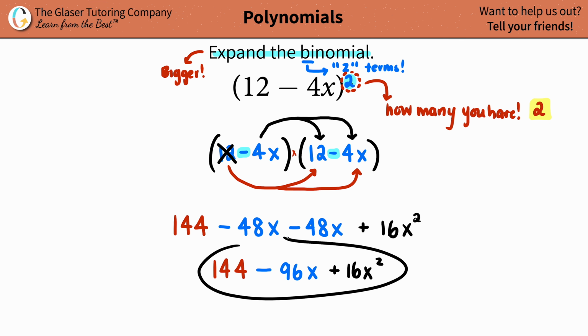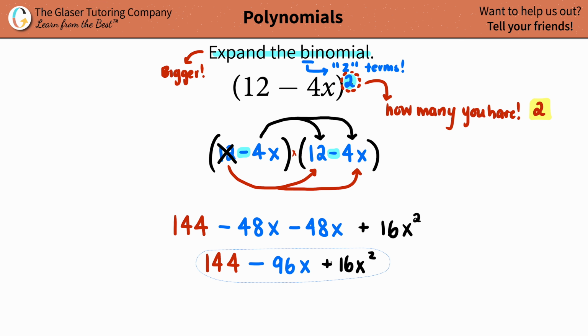Now this technically is a final answer, but if you want to put it into standard notation, always list your terms with the highest degree, aka the biggest exponent. So technically, the 16x squared should go first, then the minus 96x, because that has only one x value. And since this 144 was a positive value, there was no negative in front of it, it would be plus 144. And that would be your standard notation.